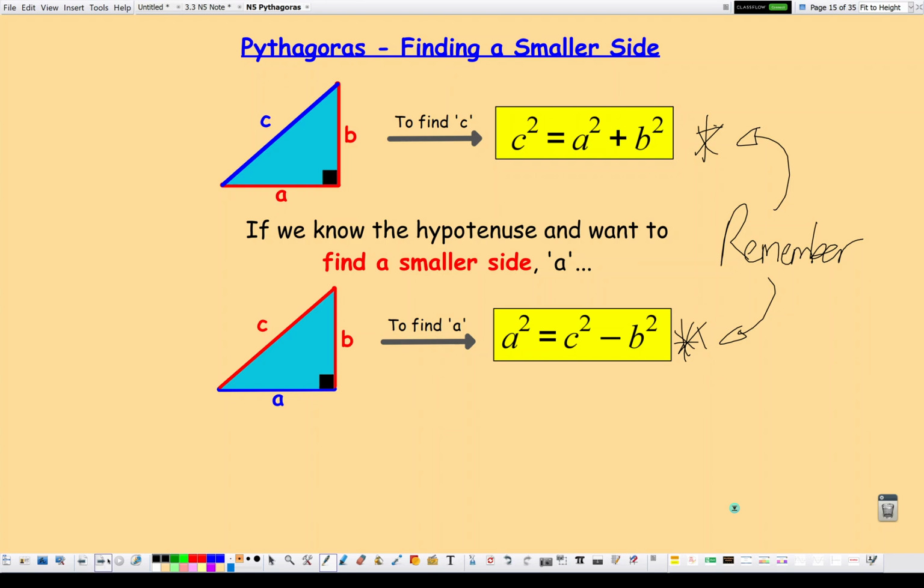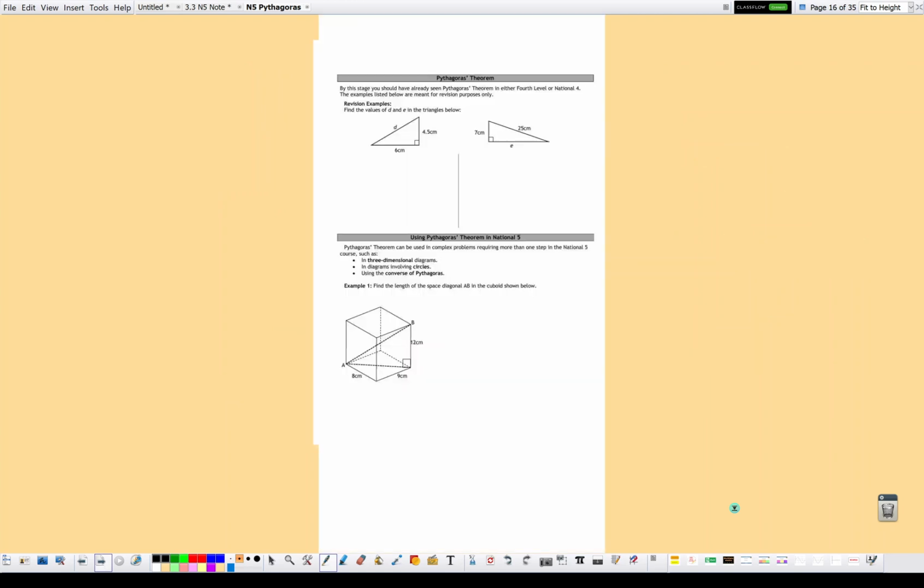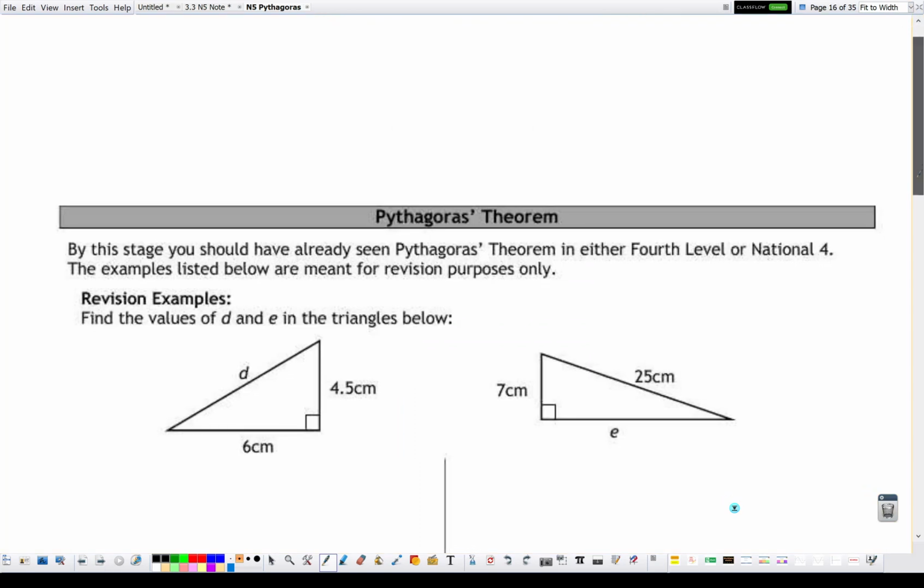So again, these are two formulas that we must remember. Okay, we're going to start by doing an example, one of each: one where we're finding the longest side, one where we're finding the smaller side. So that's the first two examples in our notes. If you can get your notes now, the first two examples you'll see up here.